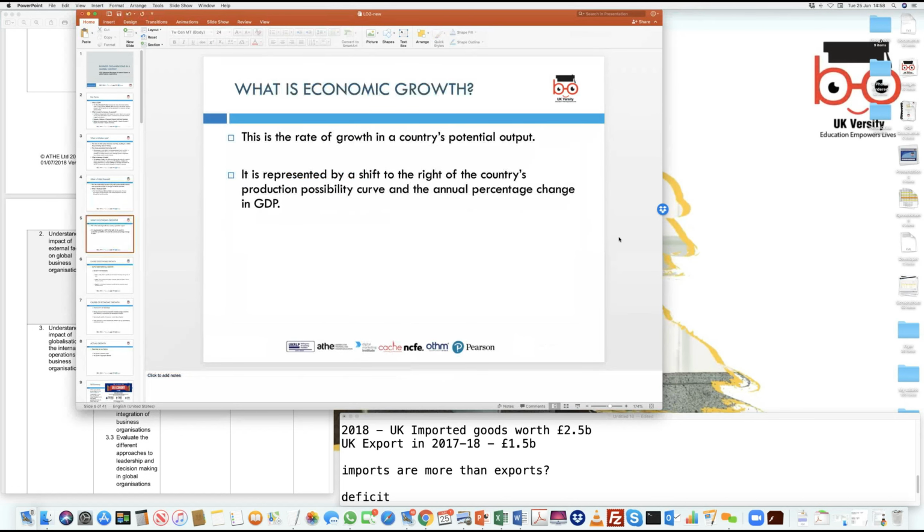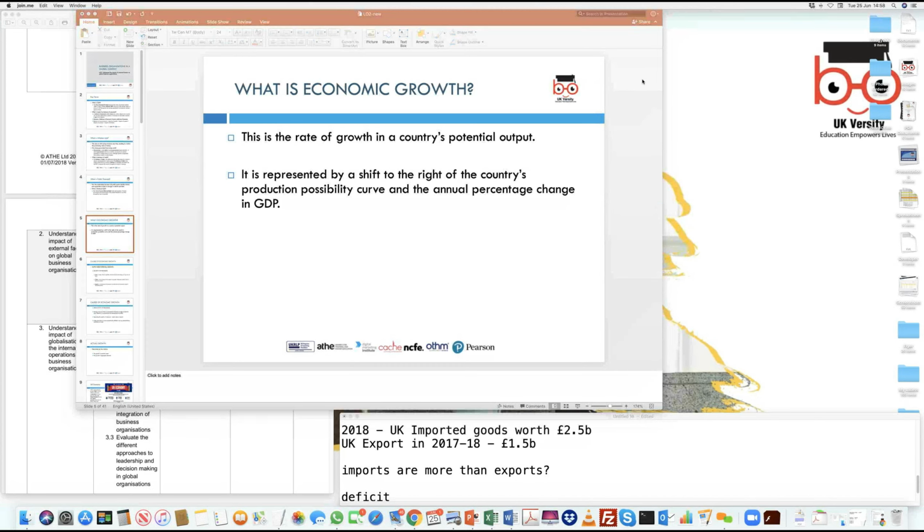Okay. Let's look at some other terms. What is economic growth? Do you know what is economic and what is growth in an economy? No, it's not about quality.